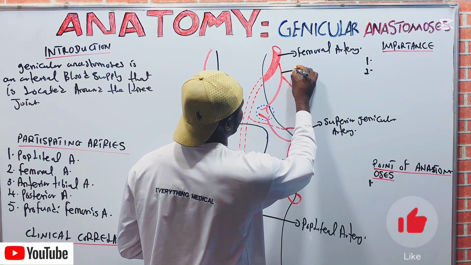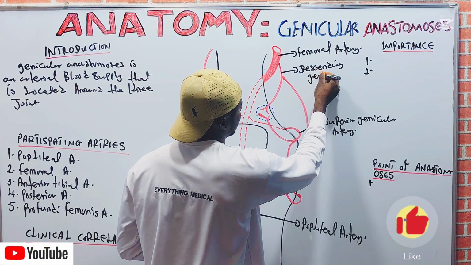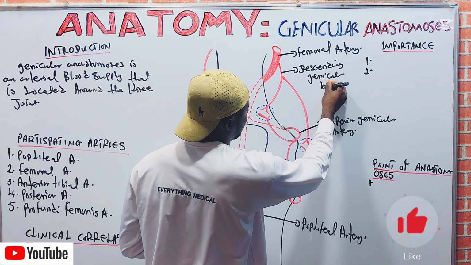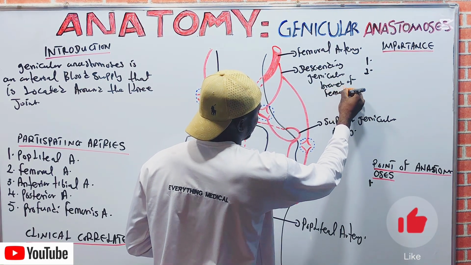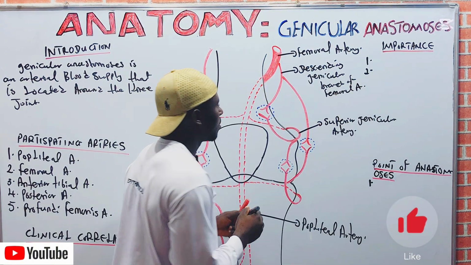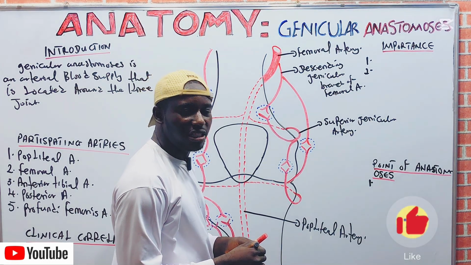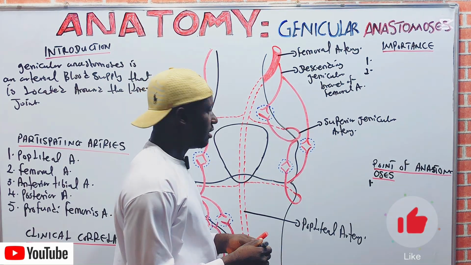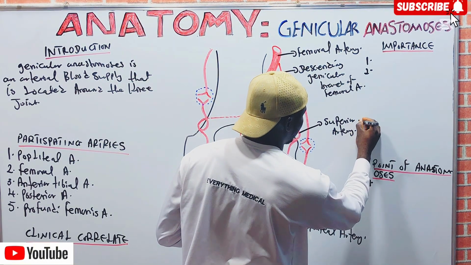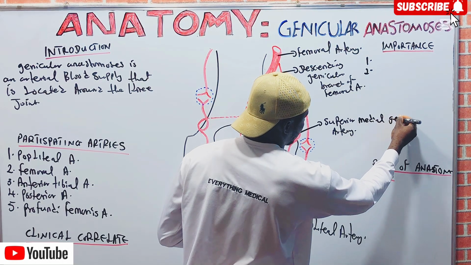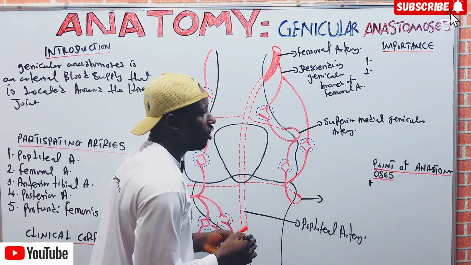Here it is. Descending genicular branch of the femoral artery and the inferior medial genicular artery. Recall that there is a medial here, which is the superior medial genicular artery. Here is our inferior medial genicular artery.